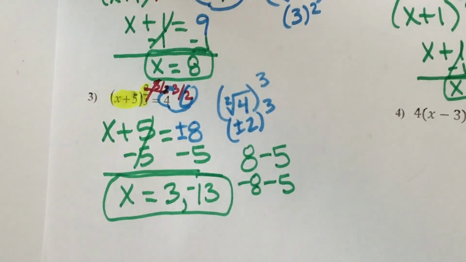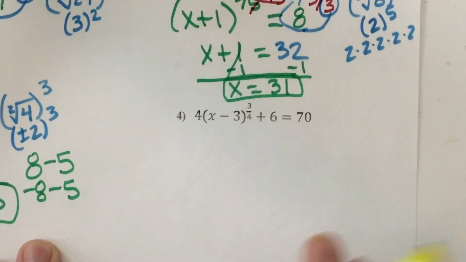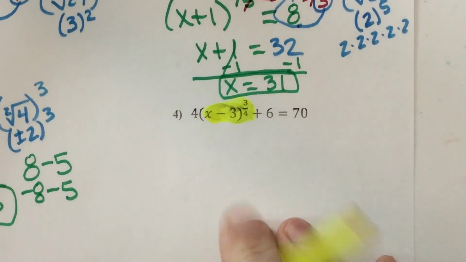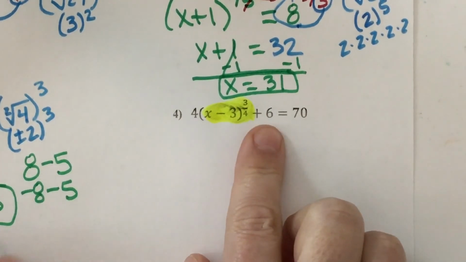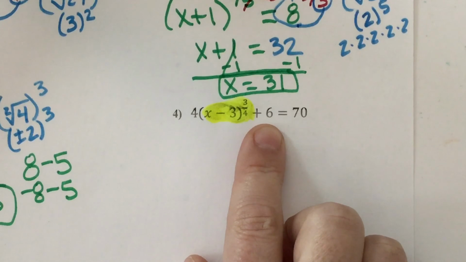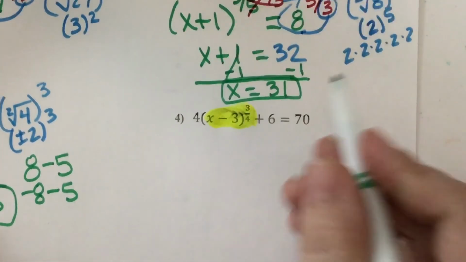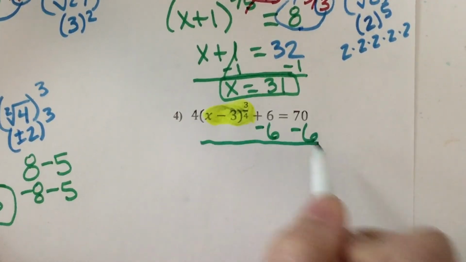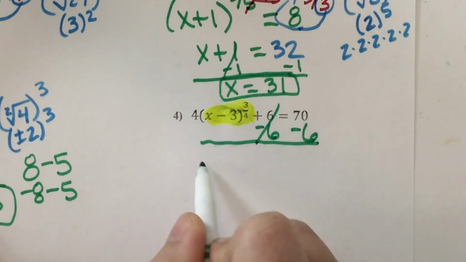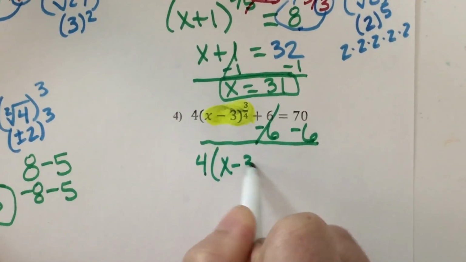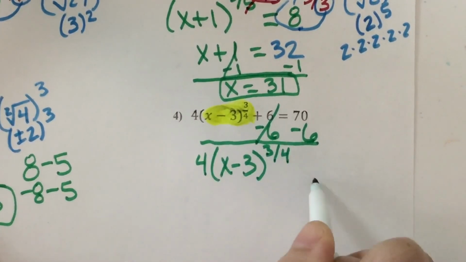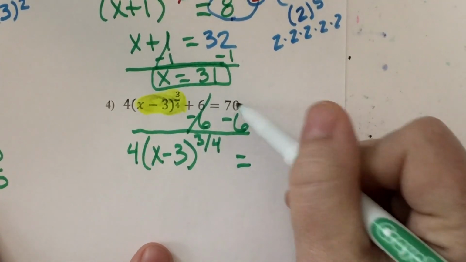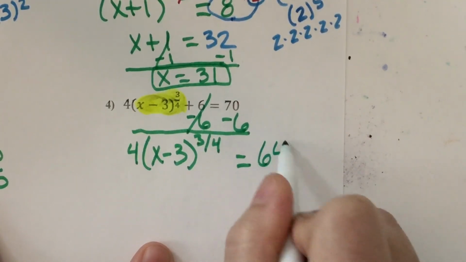All right, let's look at number 4. So number 4, I need to get the stuff that's in the parentheses with the fraction exponent by itself. So I'm going to have to get rid of the 4, and I'm going to have to get rid of the plus 6. So typically when we solve equations, we get rid of addition, subtraction first. So I'm going to get rid of addition of 6 first by subtracting 6. So that zeroes out. The 4 and then the x minus 3 to the 3/4 comes down. And on this side, 70 minus 6 makes 64.